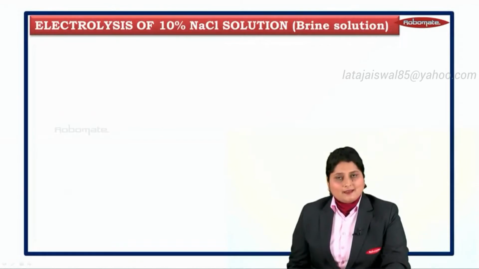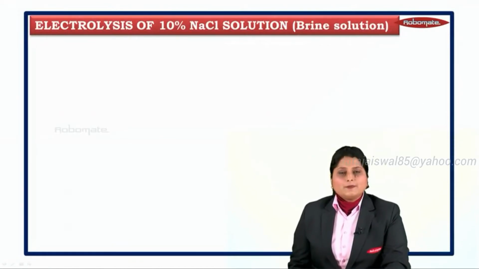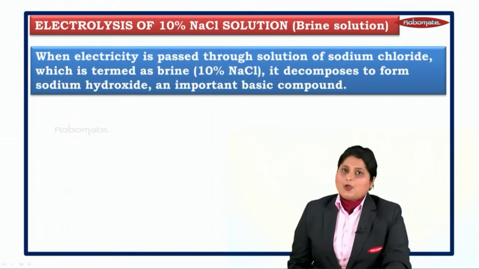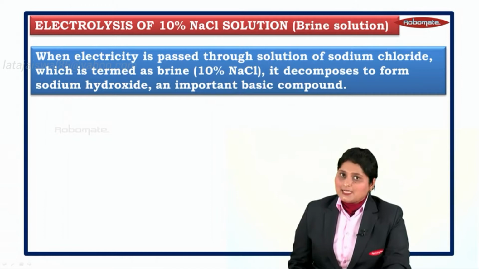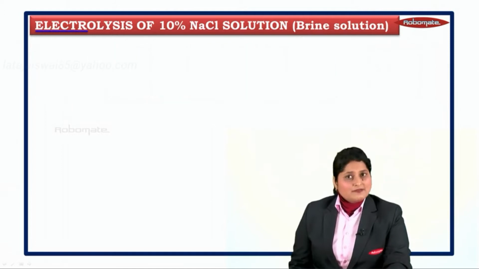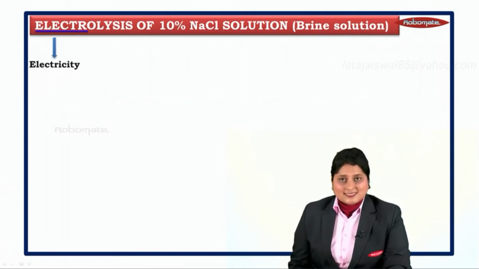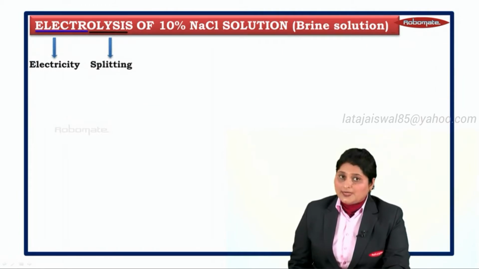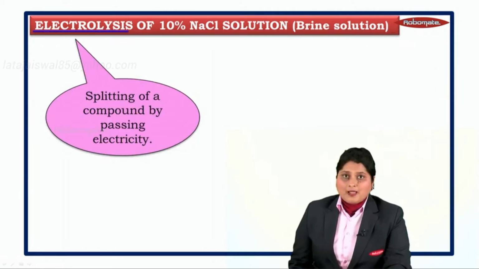Something about NaCl, that is electrolysis of 10% NaCl solution, also called brine solution. When electricity is passed through brine solution, that is 10% NaCl, it decomposes to form sodium hydroxide, an important basic compound. How? Let's understand. First, we will see the meaning of the word electrolysis. Electro is electricity and lysis is breaking or splitting. So, we are breaking this compound in presence of electric current.